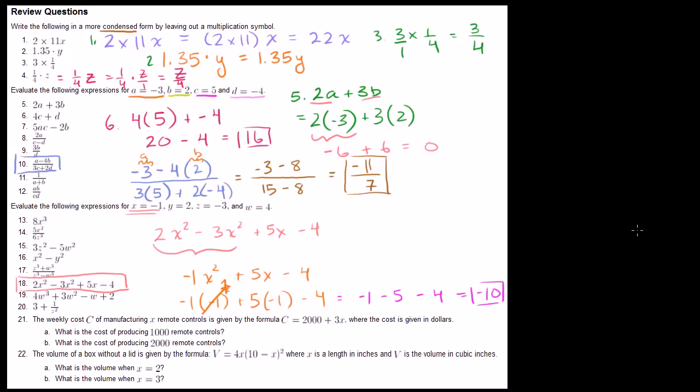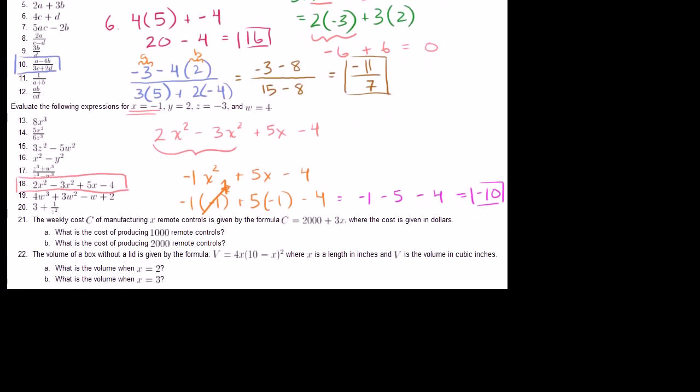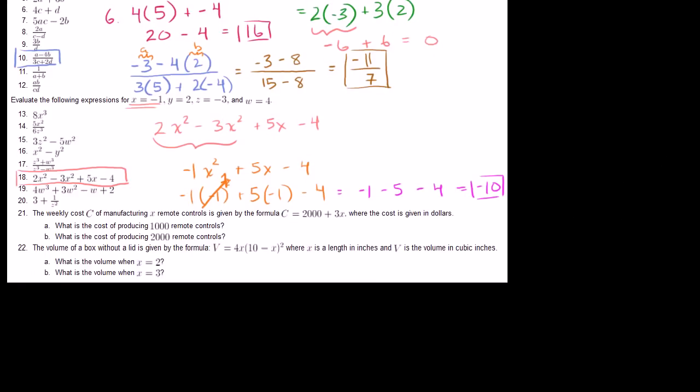And I'll do these last two just to get a sample of all the types of problems in this variable expression section. The weekly cost, C, of manufacturing X remote controls, is given by this formula. The cost is equal to 2,000 plus 3 times the number of remote controls, where cost is given in dollars. Question A, what is the cost of producing 1,000 remote controls? Well, the number of remote controls is X.